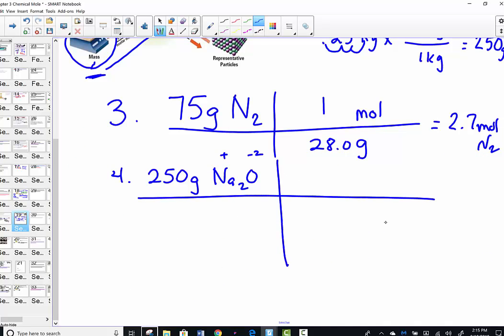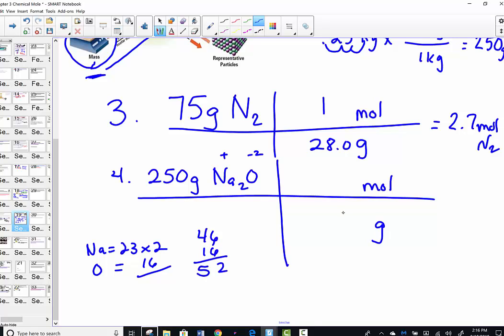My conversion factor will cancel the gram and bring me to the mole. I divide by molar mass at this point. Sodium has a molar mass of 23, but there's 2 of them there. Oxygen has a molar mass of 16. 46 and 16 is 52 grams.